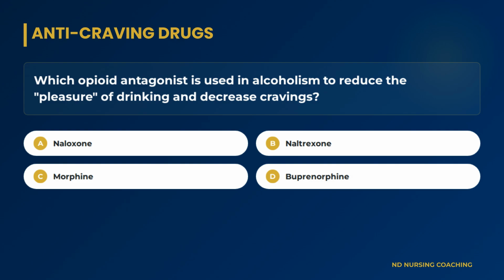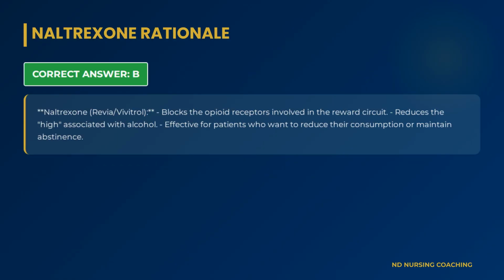Finally, concerning anti-craving drugs, which two medications are primarily used for reducing the craving and maintaining abstinence after detoxification? The correct answer is B. Naltrexone and acamprosate. These are the two primary medications used to reduce cravings and support long-term sobriety.